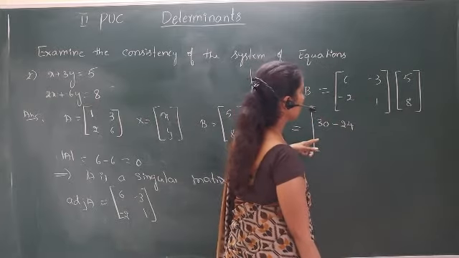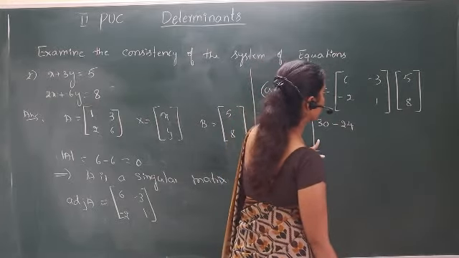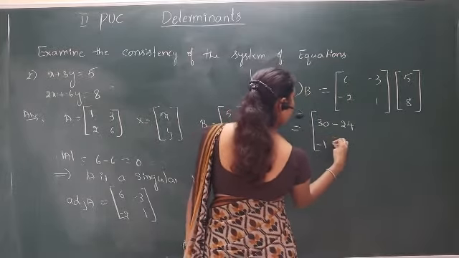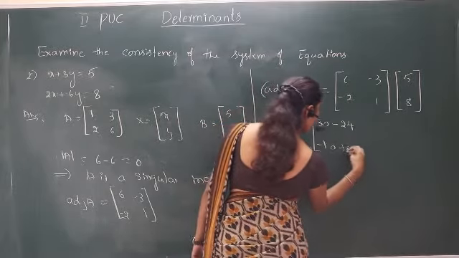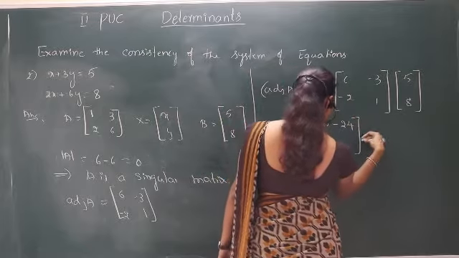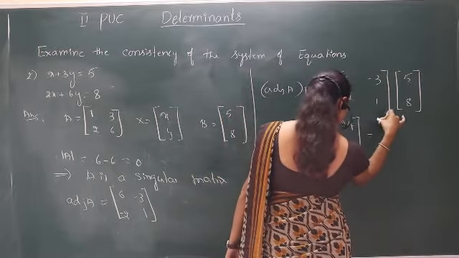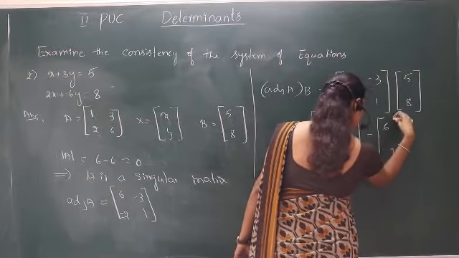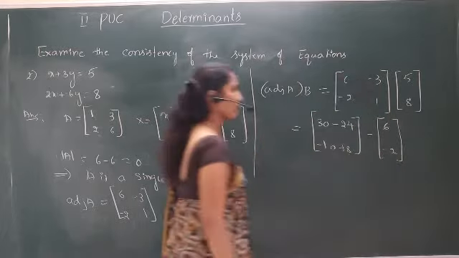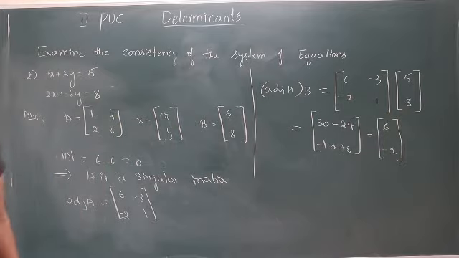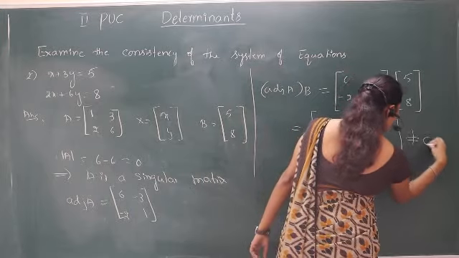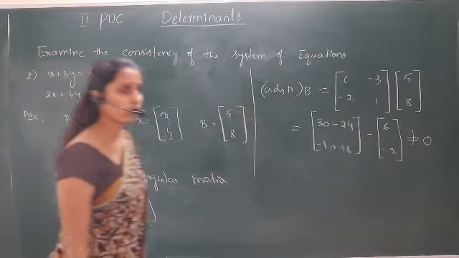Then again, second row and first column: minus 10 plus 8, which is minus 2. Therefore, adjoint of A into B is the matrix 6, minus 2. This is not equal to a 0 matrix.